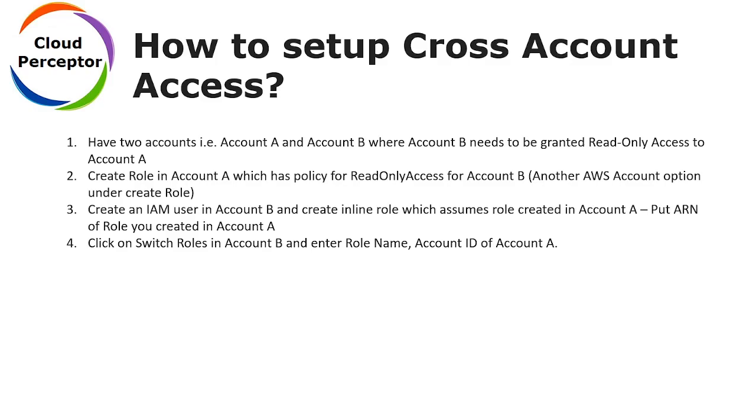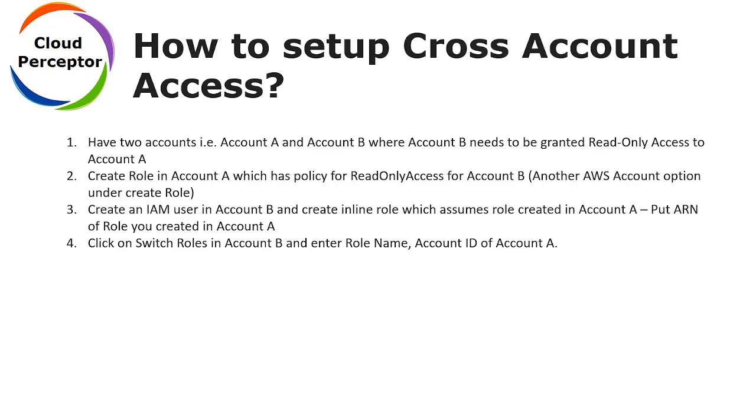Secondly, you need to create an IAM user in account B and create an inline role which assumes the role created in account A. Once you create the role in the first step, you will get a role ARN. You need to store it somewhere, and you're gonna use it in the third step. Once you put that role ARN, that IAM user is gonna assume this role. The last step is to switch roles in account B, wherein you need to enter the role name and account ID of account A.